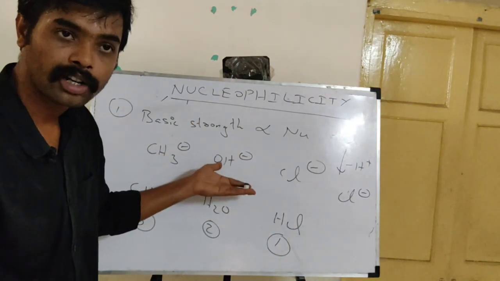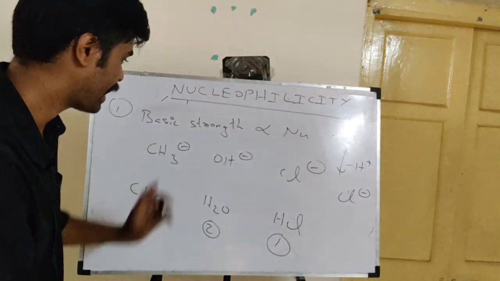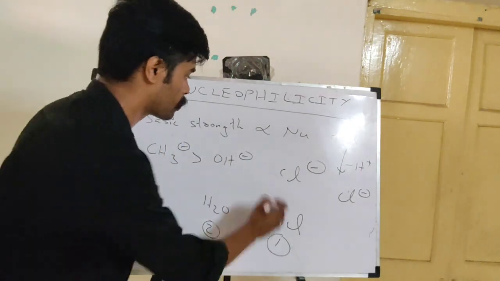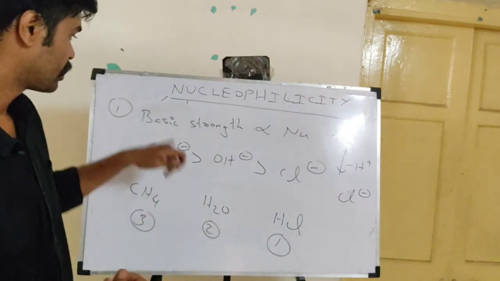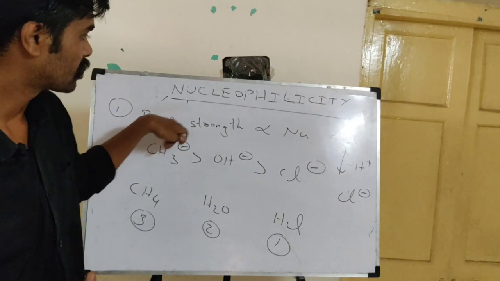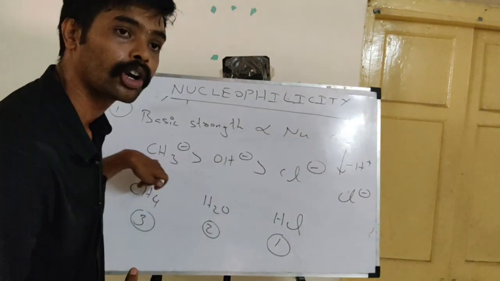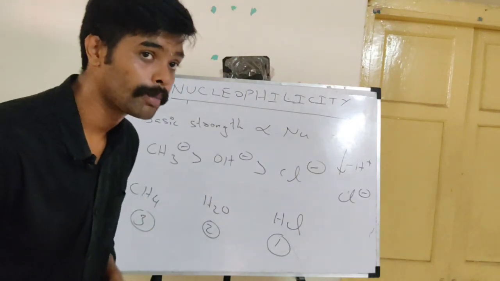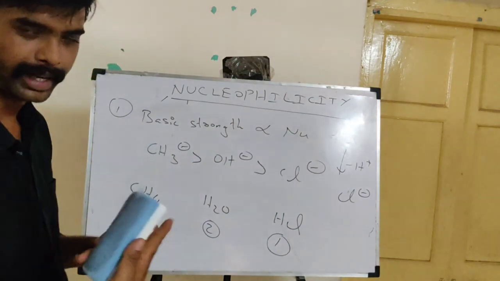So when I go for the conjugate bases, the opposite is the order of their basic strength. I can directly tell you CH3 minus is a better base than OH minus, and OH minus is a better base than Cl minus. And obviously, going to the first point, basic strength being directly proportional to nucleophilicity, this will be the order of nucleophilicity also. Now this need not always be the case. There can be exceptions to this. Let me take an example.